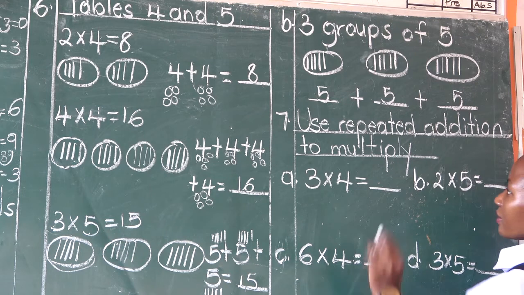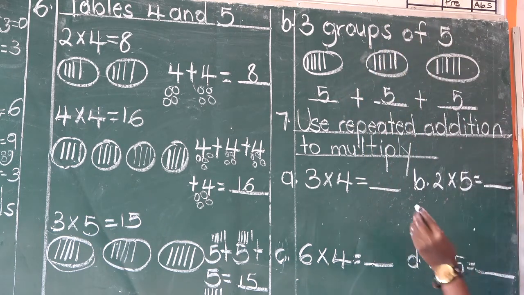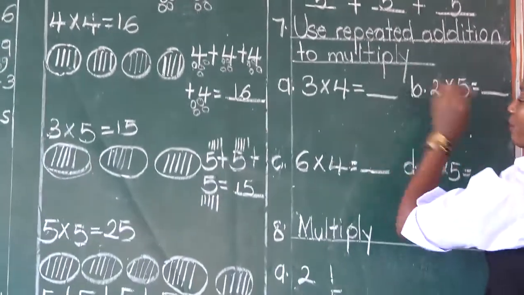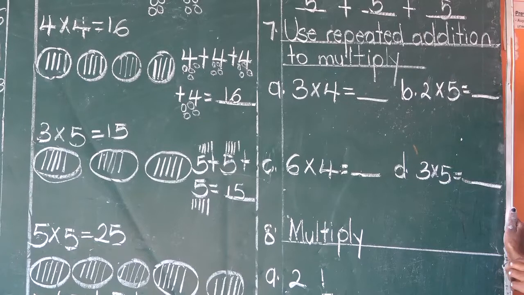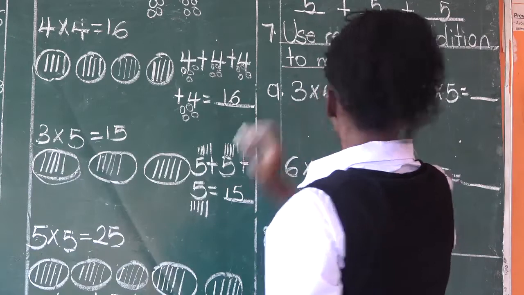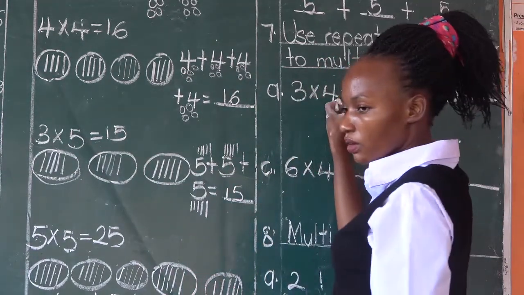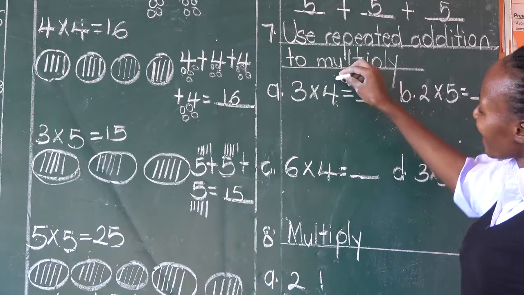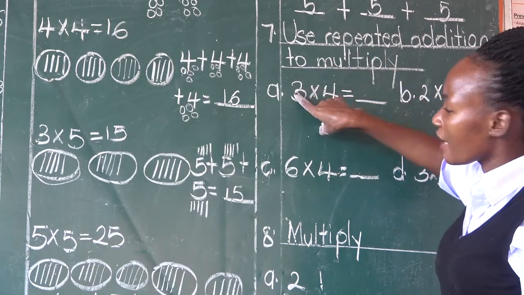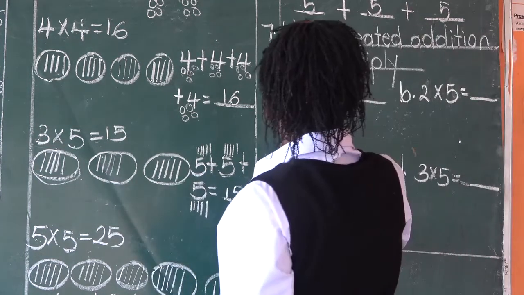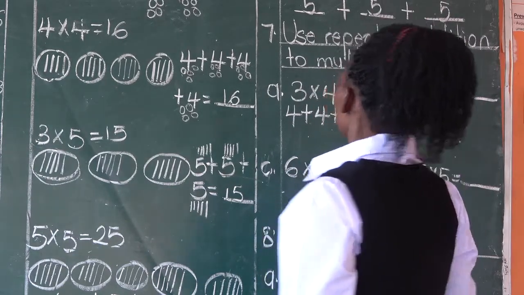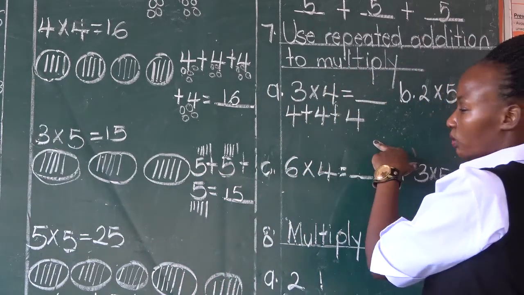Then here we are reminding ourselves of what we've seen before: use repeated addition to multiply. We have 3 times 4, or 3 groups of 4. Meaning that we are going to write the number 4, 3 times. Now we shall say 4 plus 4 plus 4. These are the 3 groups of 4.